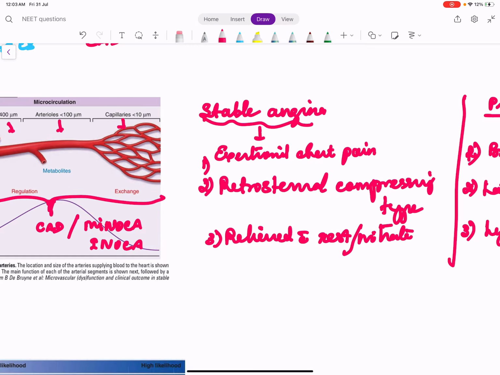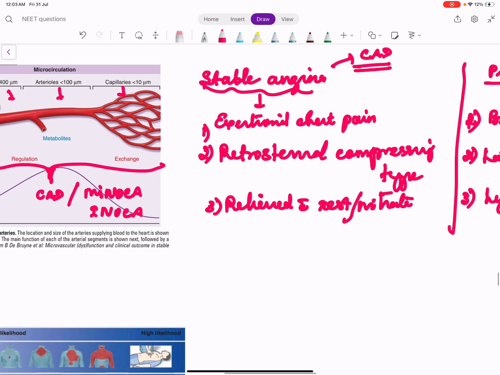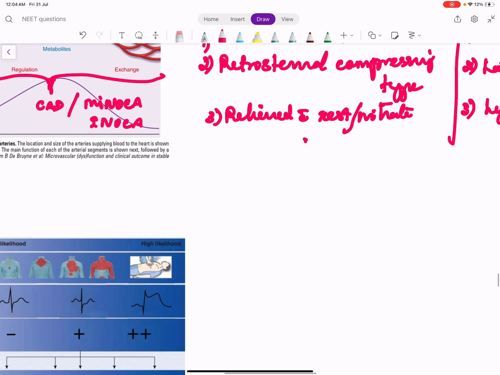Presence of stable angina indicates the patient is having some coronary artery disease. But remember, here the patient will not come to the emergency. But still, how will you evaluate? You are going to do an electrocardiogram and echocardiogram. If the risk is high, we may do a treadmill test.